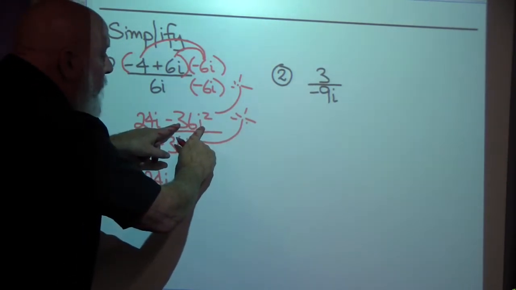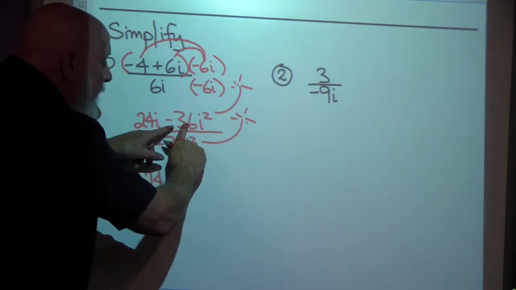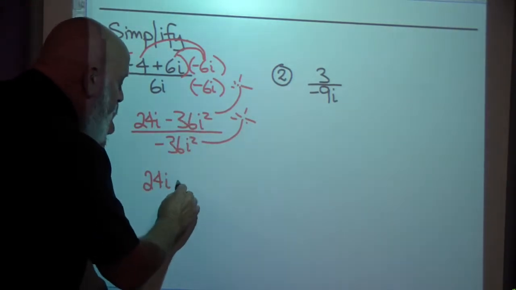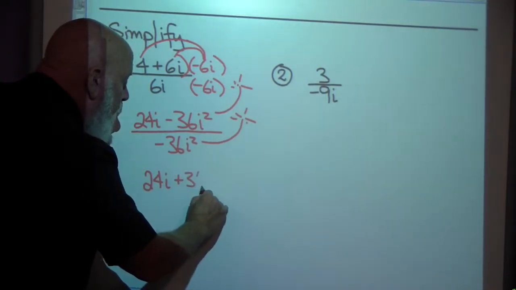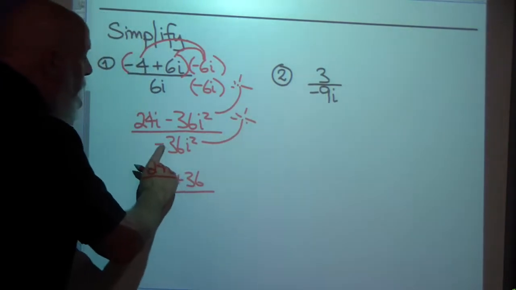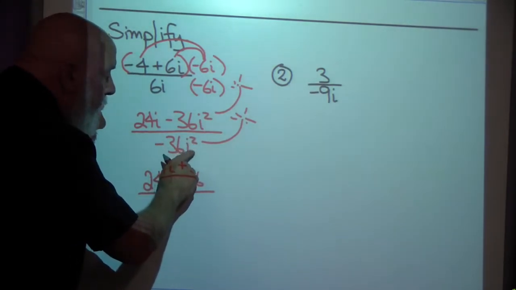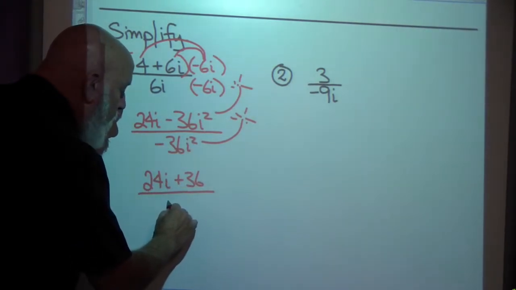I squared is negative 1. This is negative 1 times negative 36. This will be negative 36 times negative 1, which is positive 36. And in the bottom, we'll have negative 36 times negative 1. That's positive 36 also.